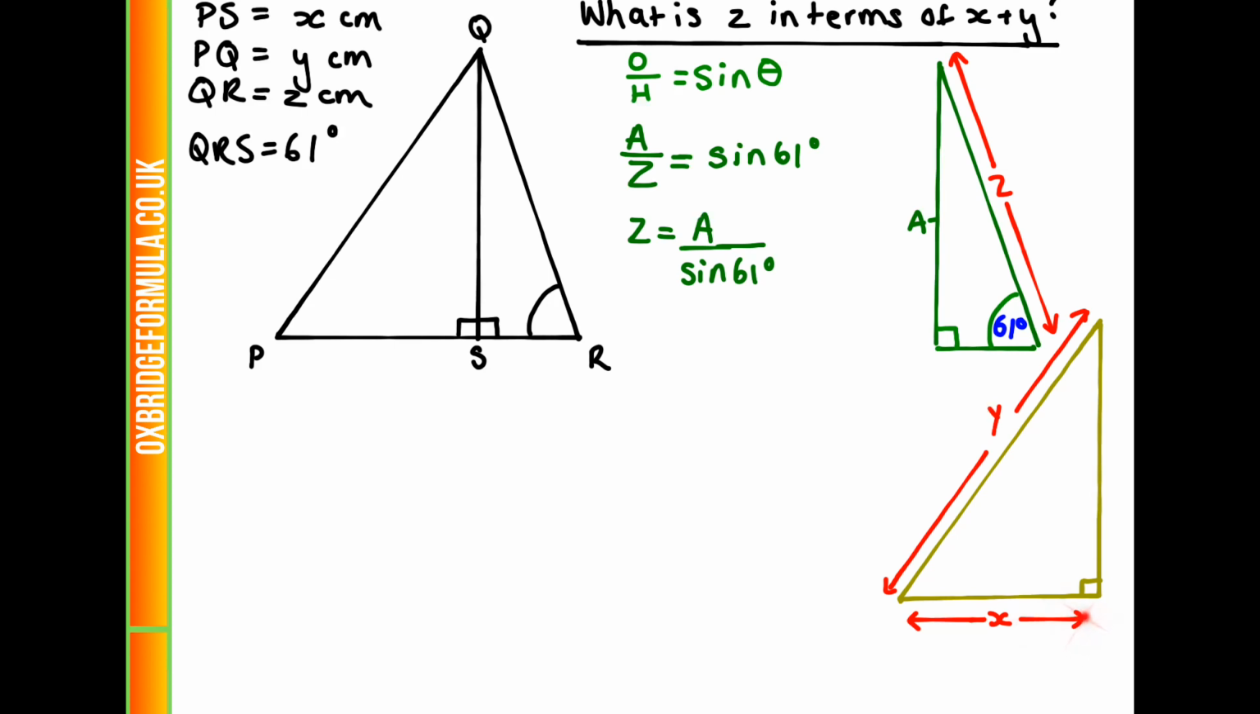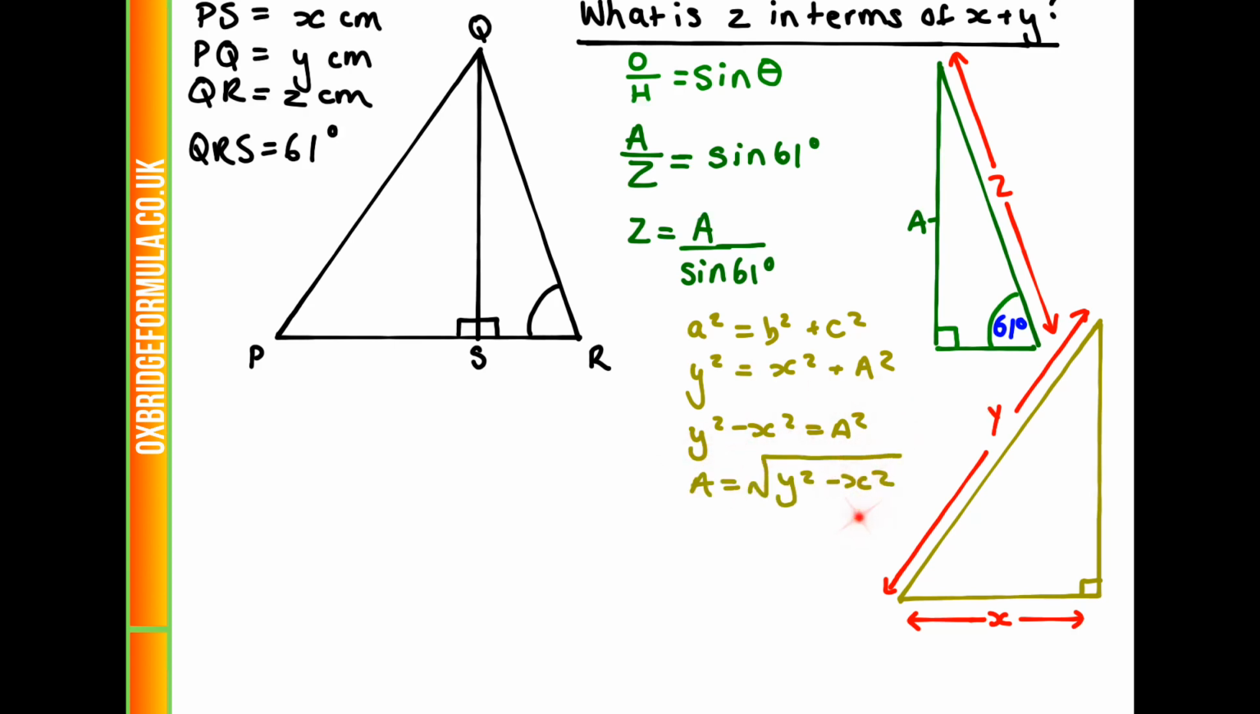Well, because this is a right-angled triangle, we can use Pythagoras. A squared equals b squared plus c squared. So a squared is going to be our hypotenuse y squared here, and our other two sides are x and a there. So y squared minus x squared equals a squared, because a is the thing we're looking for. We can square root that. A equals the square root of y squared minus x squared.